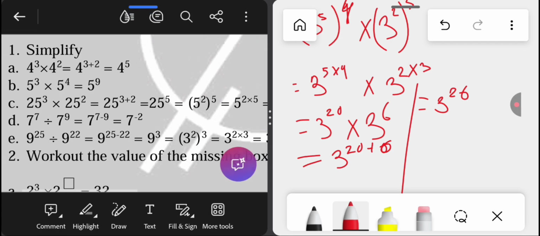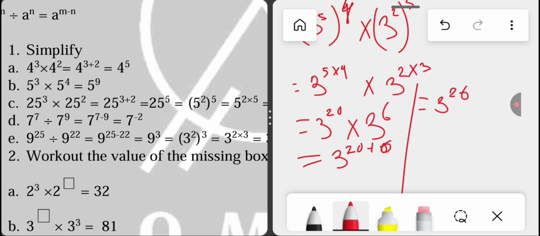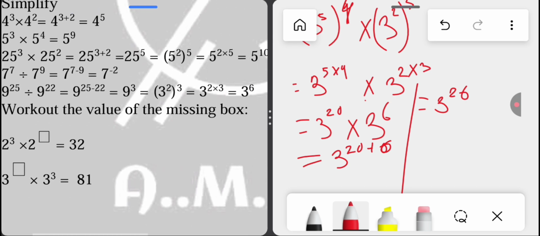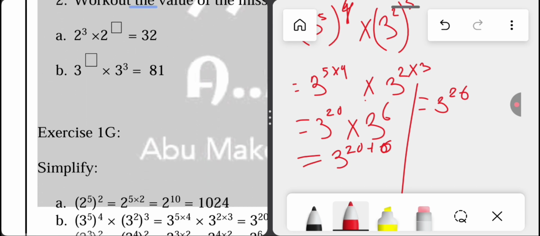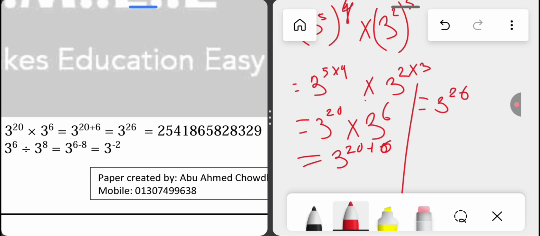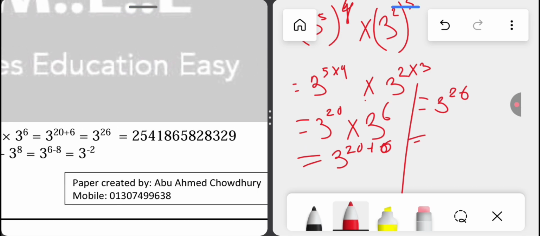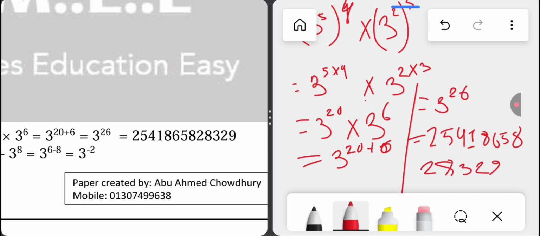Let's use our calculator. What is the value of 3 to the power 26? It gives a huge value. Let's not go into that. I have written the value here for you, which is 2541865828329, and so on. It will continue, but let's not continue this one.